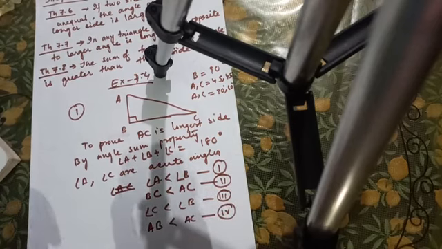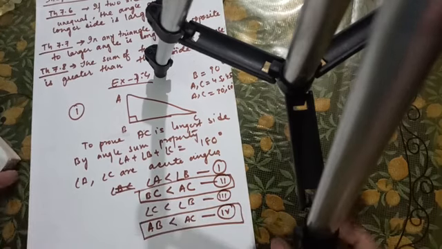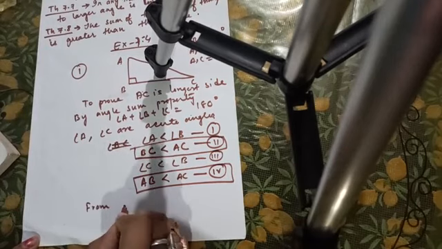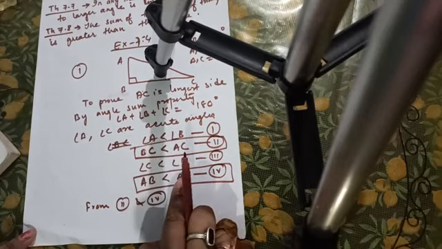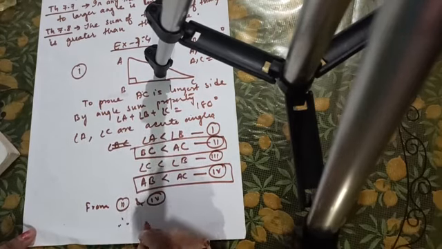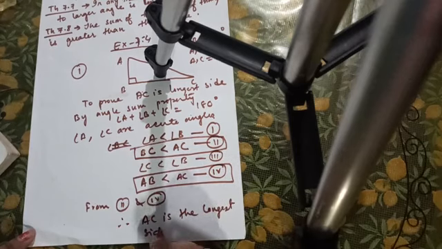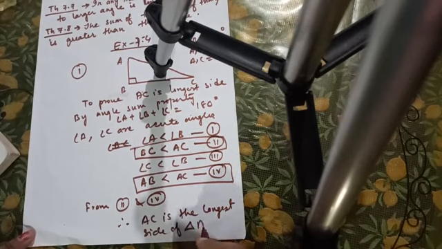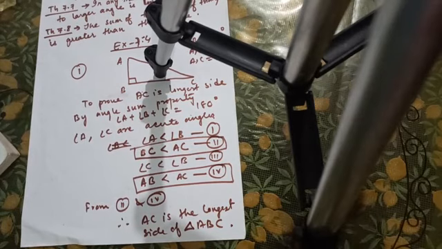AC. Now if you compare equation 3 and equation 4, what can you say? From equations 2 and 4 we can say that since AC is greater than BC and AC is again greater than AB, therefore AC is the longest side of the right triangle ABC. So this is the simple proof that we have understood from the first question of our exercise 7.4.